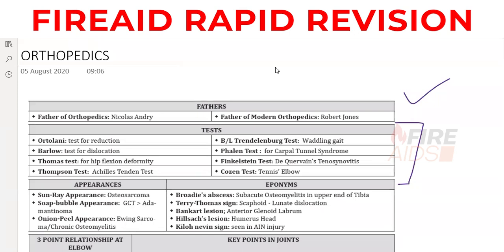I'm not going to talk about them now, because we have to go further, and during the discussion these tests will come anyway. Only 2 points I will say that recently appeared. One was the bilateral Trendelenburg test, that is for the waddling gait. Another is the Finkelstein test, that is for De Quervain's tenosynovitis. These two appeared recently. Otherwise, the others are also important, but these two appeared recently. So I hope you know these things.